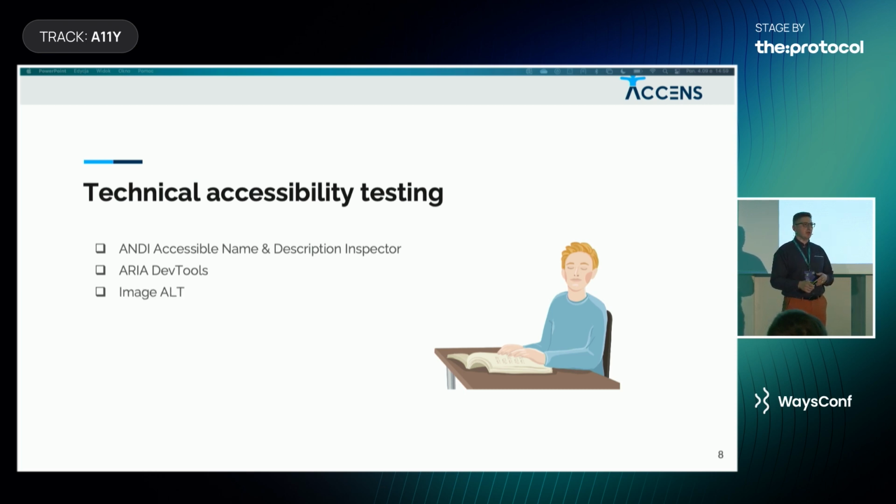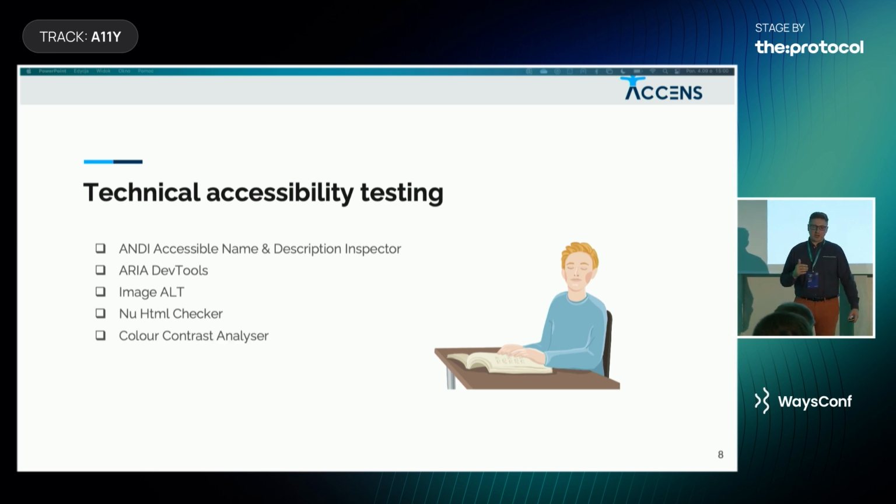Image alt, it's a plugin for a browser which is just verifying your product if there are alt attributes for images, empty, or at least they are there. NU HTML checker, there is a place where you can send over your HTML files to do the test of the semantic, what Marta said. Color contrast analyzer, that's important for some disabilities. So that's what we can verify on our side.